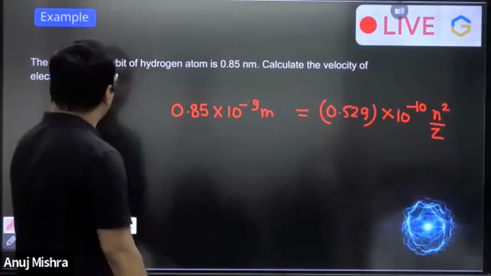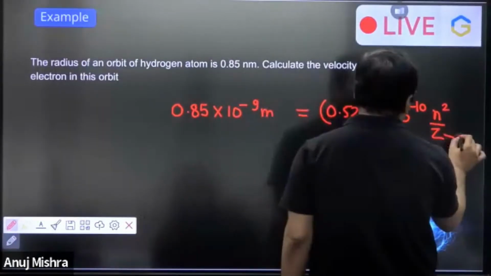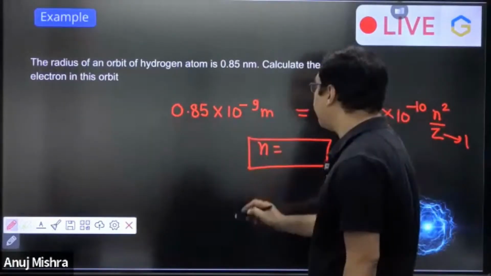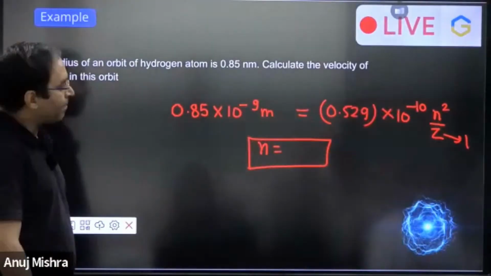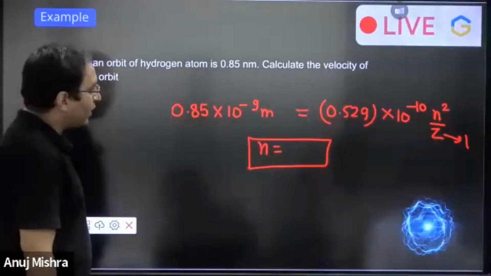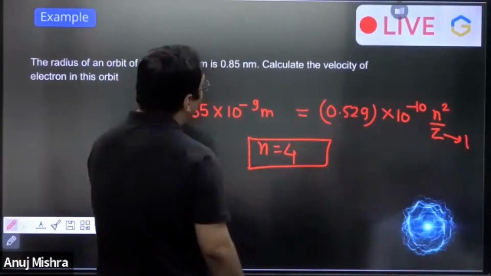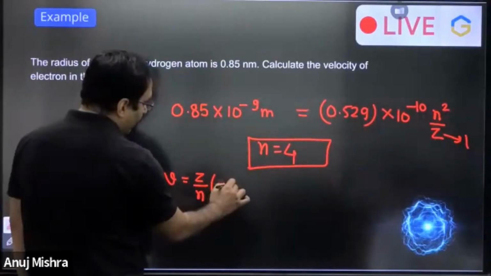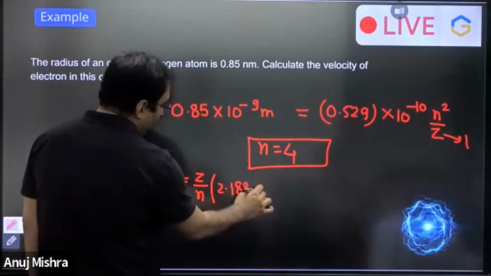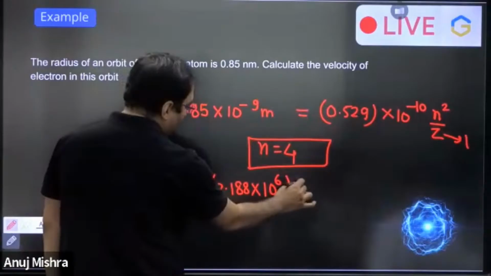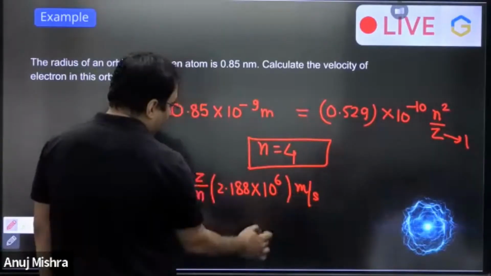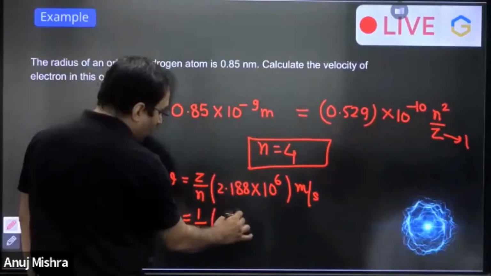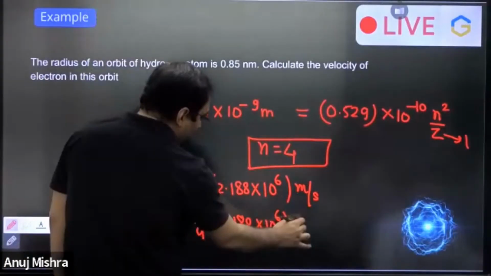Solve this, keeping the value of z as 1. From here, how much does n come to? Anyone? How much was n coming up? Tell me. 4 comes. Okay. Now that n is 4, we need the velocity. Velocity is z divided by n, into 2.188 into 10 raised to power 6 meter per second. So 1 divided by 4 into 2.188 into 10 raised to power 6 meter per second.